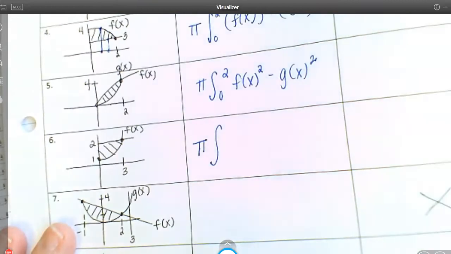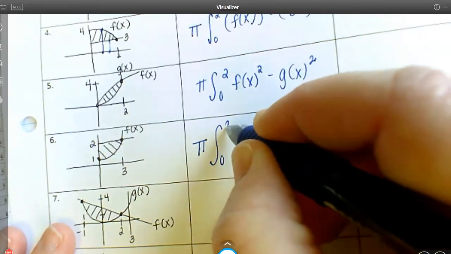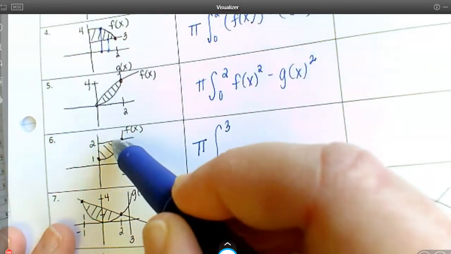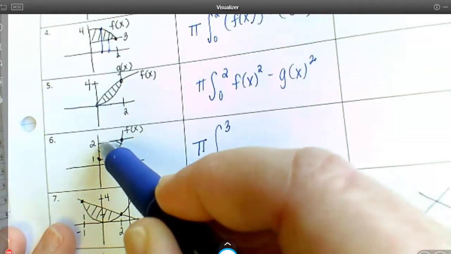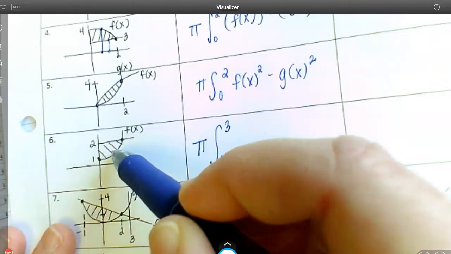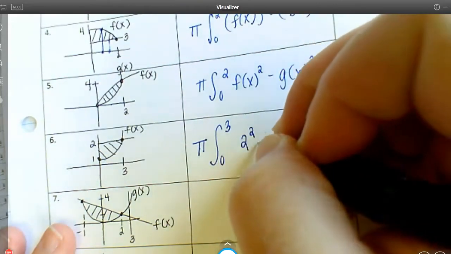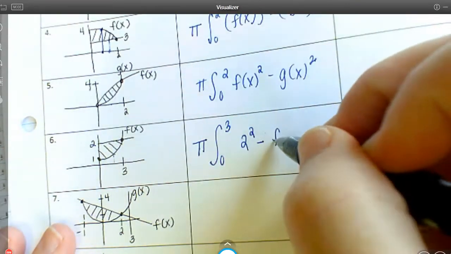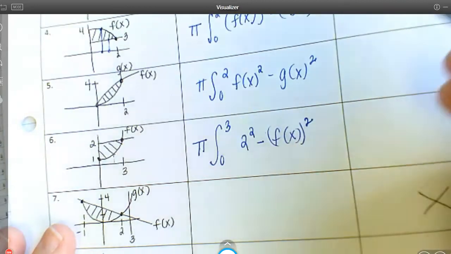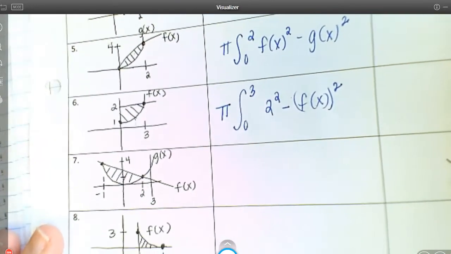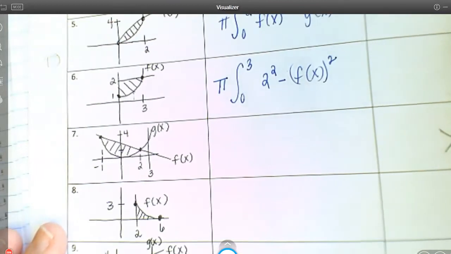Alright, number 6. So it's from 0 to 3. There is a hole, and the hole is the curved part of it. So the part that you start with is actually the cylinder, and it's 2 wide. That's what the radius would be. So 2 squared minus, and then the curvy hole, which is f of x squared. Seven does look really weird.